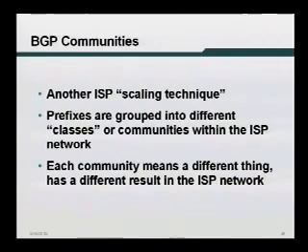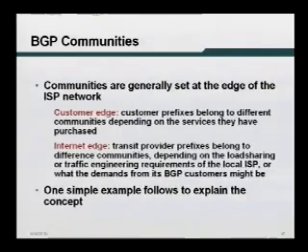Each community means a different thing and has a different result in the ISP network. Community values are defined by you, the ISP. Okay, there are some well-known communities. There are 4 well-known communities. But otherwise, they're defined by you, the ISP. And how you define them is entirely up to you. I suppose a simple way of describing them is a signaling mechanism. It lets you send signals through your network to do particular things.